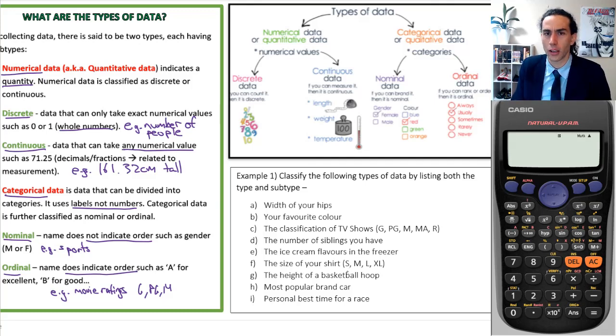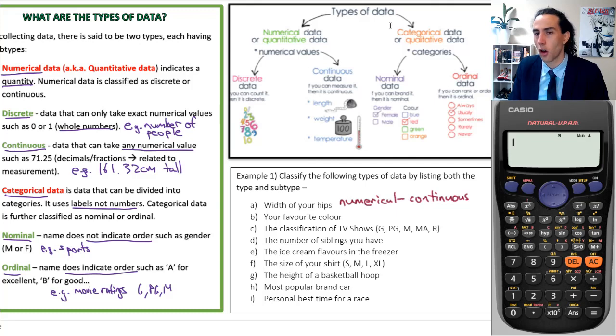So the width of your hips, is it numerical or categorical? Well, it's a number, so it's numerical. Can you have fractions and things like that? Yes, you can. So it's numerical, continuous. I know it's going to be a bit of writing, so be ready for it. Favorite color. It's not a number, so it's over on this side. Can you put it in order? No. Colors, no order.